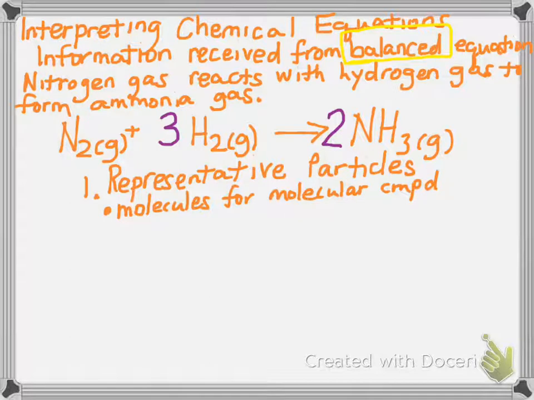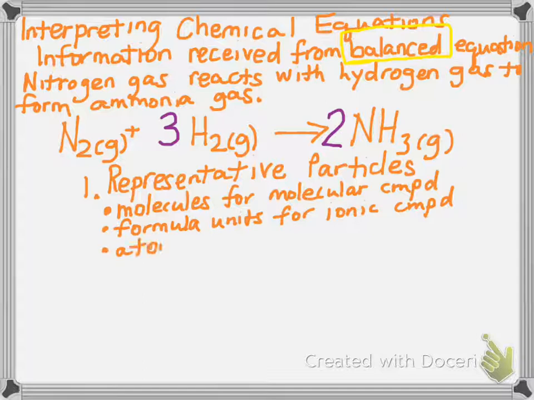Remember, I know it's a molecular compound because it's made of 2 nonmetals. I might be talking about formula units for ionic compounds. Remember, I'm going to know it's an ionic compound because it's made of a metal and a nonmetal, or it has a polyatomic ion. And I may be talking about atoms for elements. Okay, so because we only have these 3 kinds of substances, we have these 3 representative particles.